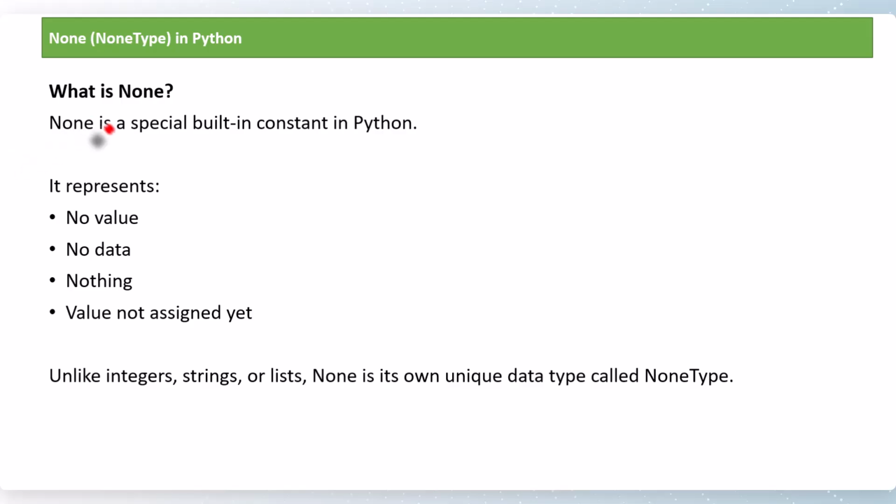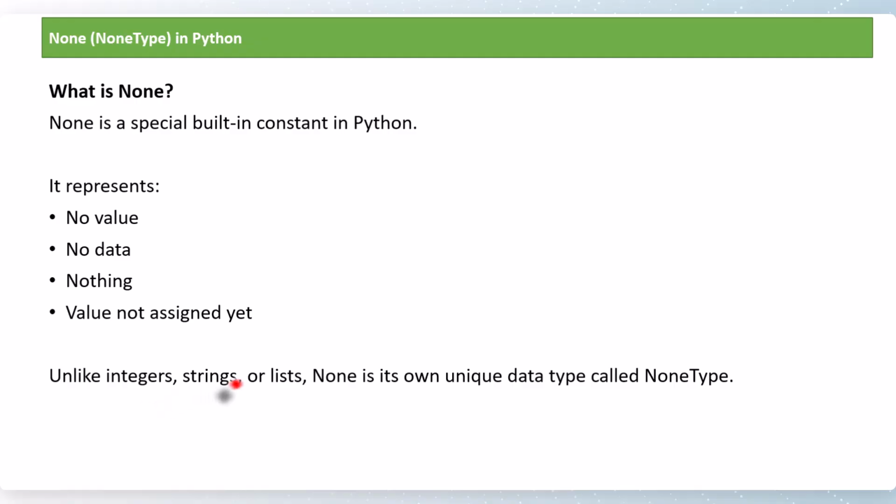So what is None here? None is a special built-in constant in Python. It represents no value, no data, nothing. The value is not assigned yet. So it represents this kind of meaning. Whenever you want to say there is no value, no data, nothing is there, value is not assigned, in this case, you can use None.